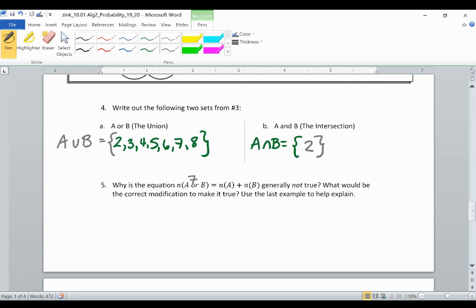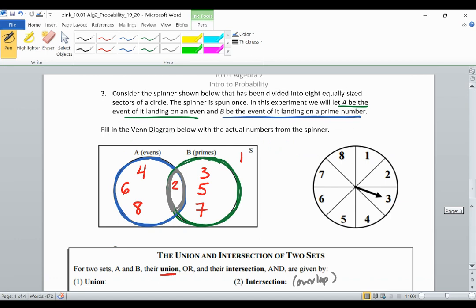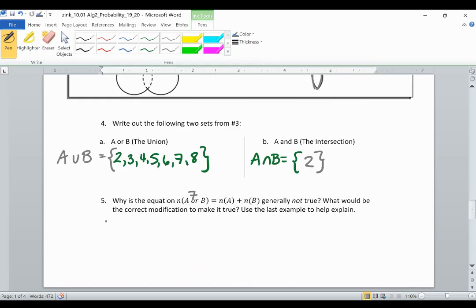So what I'm asking is, why is 7? So the number in A is 1, 2, 3, 4, and the number in B is 1, 2, 3, 4. So we said the union has 7 terms in it. So is 4 in A plus 4 in B, well, that's equal to 8. That's not equal to 7, because N means the number in A plus the number in B. So there's 4 elements in A, 4 in B. That adds to 8, not 7, which is how many are in our union. Why is that not true? And come up with a modification to make it true.